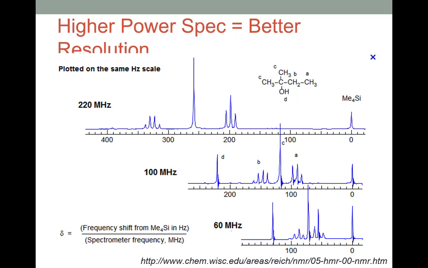If we look at a 60 megahertz, sort of a lowest end instrument, these aren't even typically in use anymore. We see all sorts of stuff being crunched together. So when we resolve it, we could still see this information, but it's a little bit harder to pick out. So the better the instrument is, the easier time you're going to have figuring it out, right?